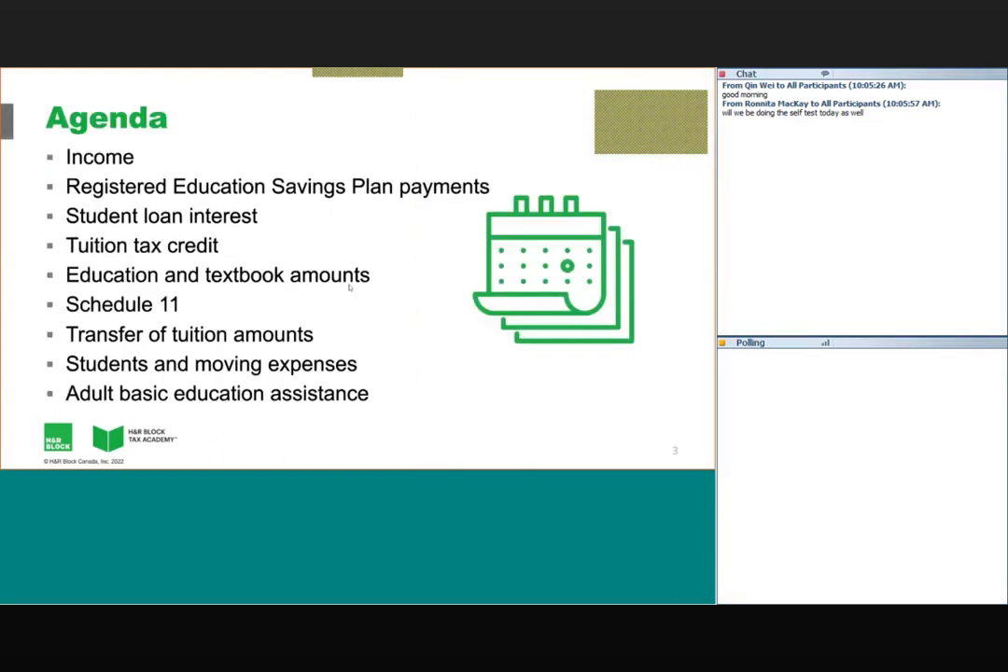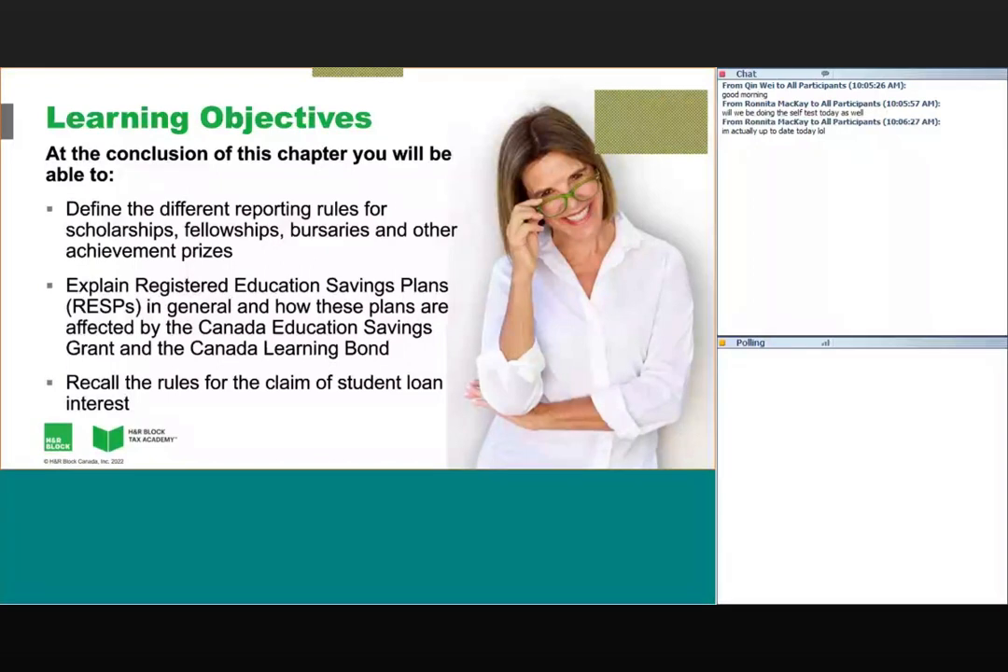Our agenda today is income of students, RESP payments, student loan interest, tuition tax credit, education and textbook amounts, Schedule 11, transfer of tuition amounts, students and moving expenses, and adult basic education. So we will start with the self-test.